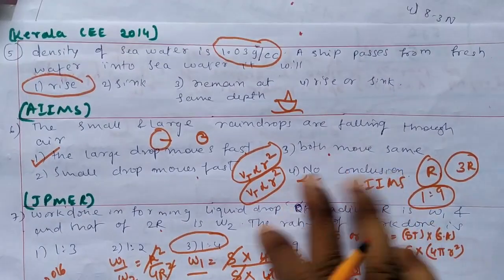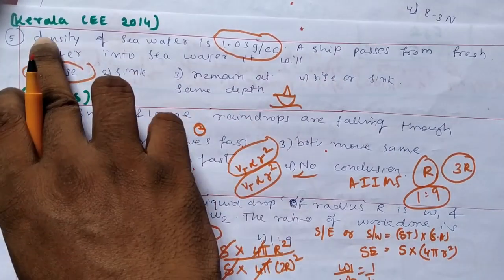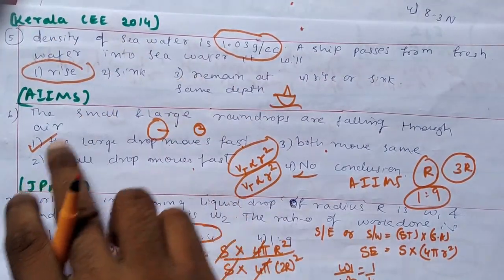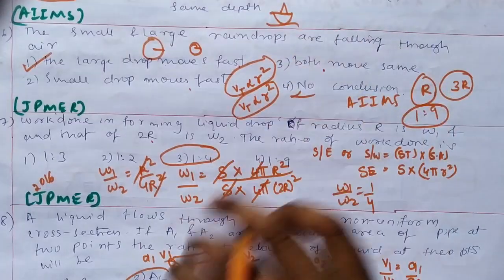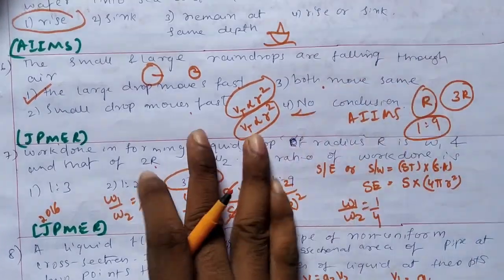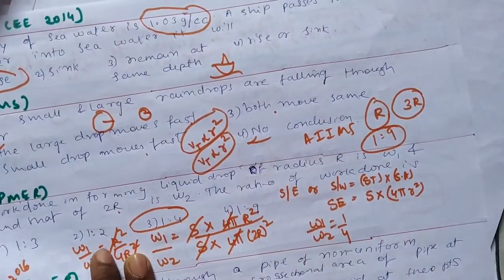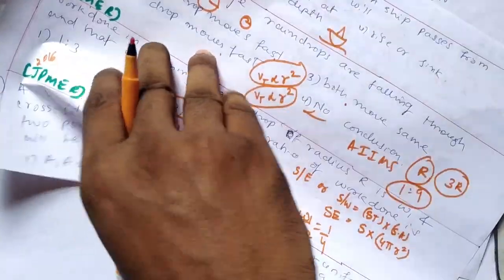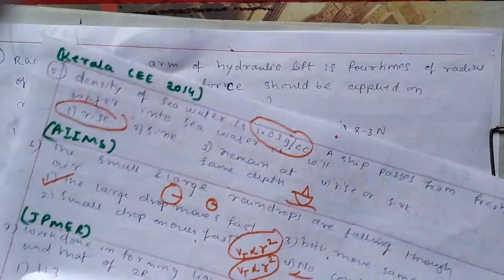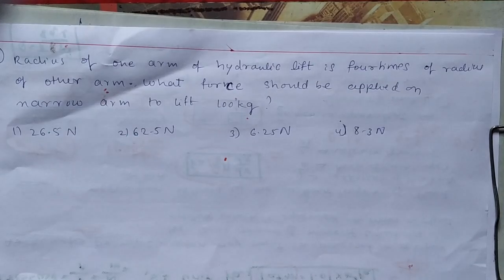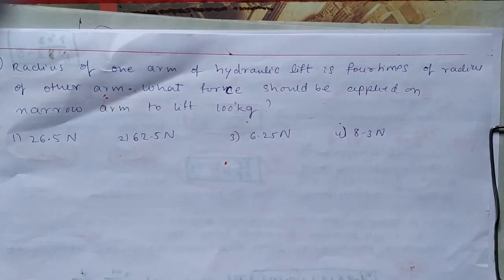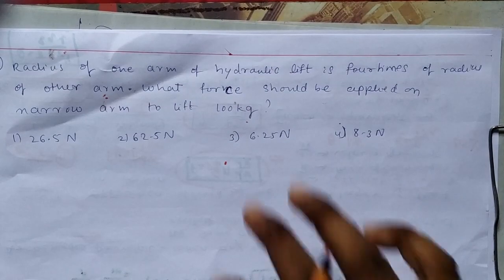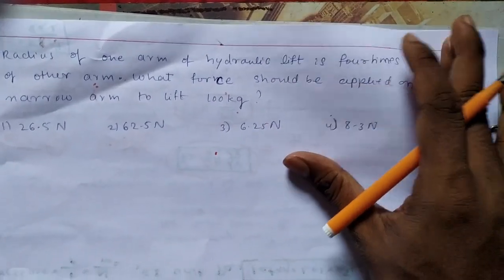See, clearly see all the questions that we have solved today: Kerala CEE 2014, AIIMS, JIPMER and JIPMER again. Okay, we will move on to the next question. So please take a screenshot or pause the video and take it slowly. You can solve some more problems. I will give some more assignments. Please solve them with accuracy. You will get a better idea and better grip over the subject.